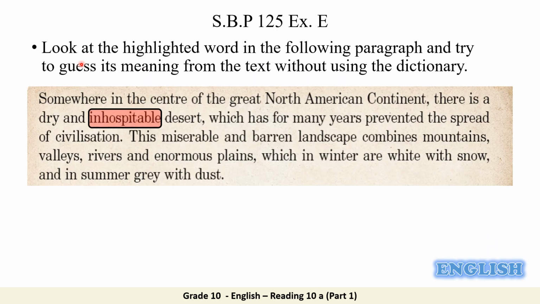Let's take another exercise. Look at the highlighted word in the following paragraph and try to guess its meaning from the text without using the dictionary. And here it means that you're going to use context clues. Do you remember what context clues are? That's right. There are some hints in the paragraph that help you understand the meaning of unfamiliar words.